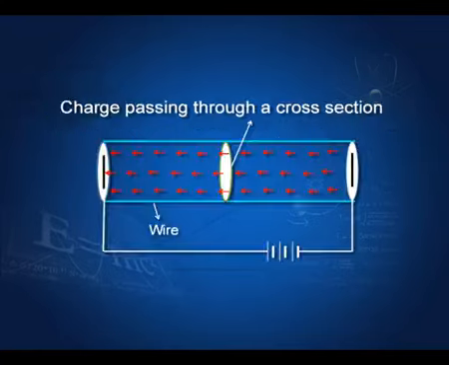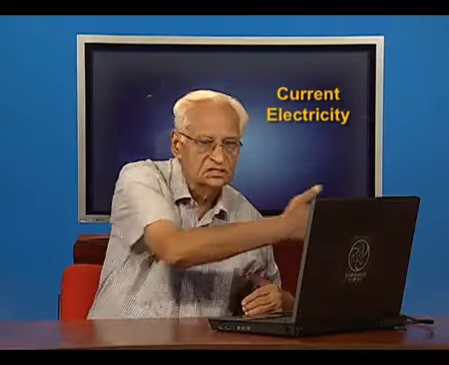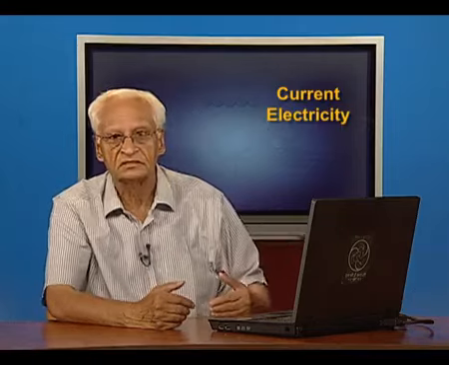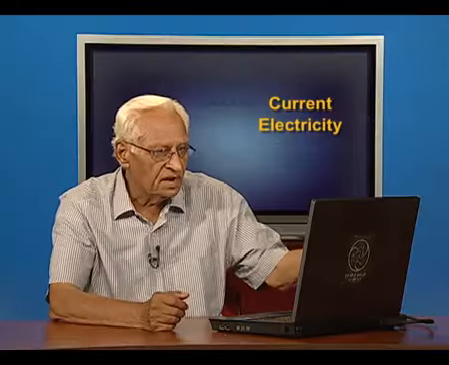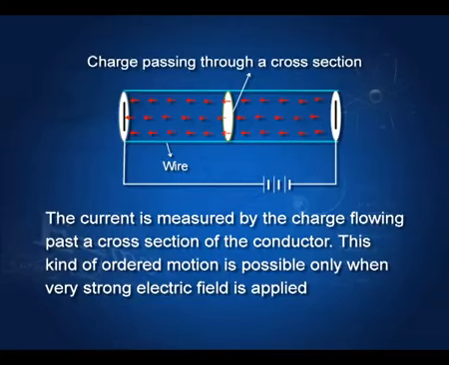Let me go back to this. I have chosen this cross section, and I find the number of electrons moving through this cross section, and then the rate at which the electrons move across this cross section is the current, the flow of charge per second. Remember that this is only when the electric field is very strong, otherwise the motion is random.